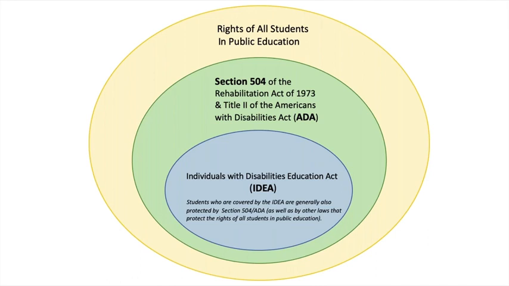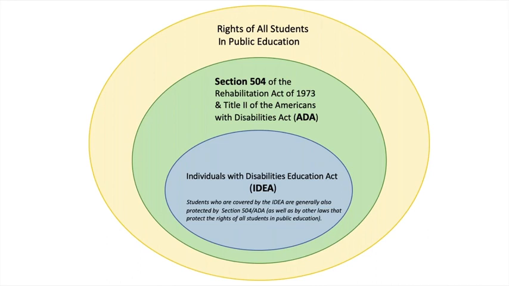So for the first part, what we're going to basically do is start with the big circle, the rights of all students in public education, and then talk about a subsection of that population that may be protected under Section 504 of the Rehabilitation Act and another federal law, the Americans with Disabilities Act, and then in general, a subset of that population that has some additional protections under the Individuals with Disabilities Education Act. That's the way the presentation will flow.